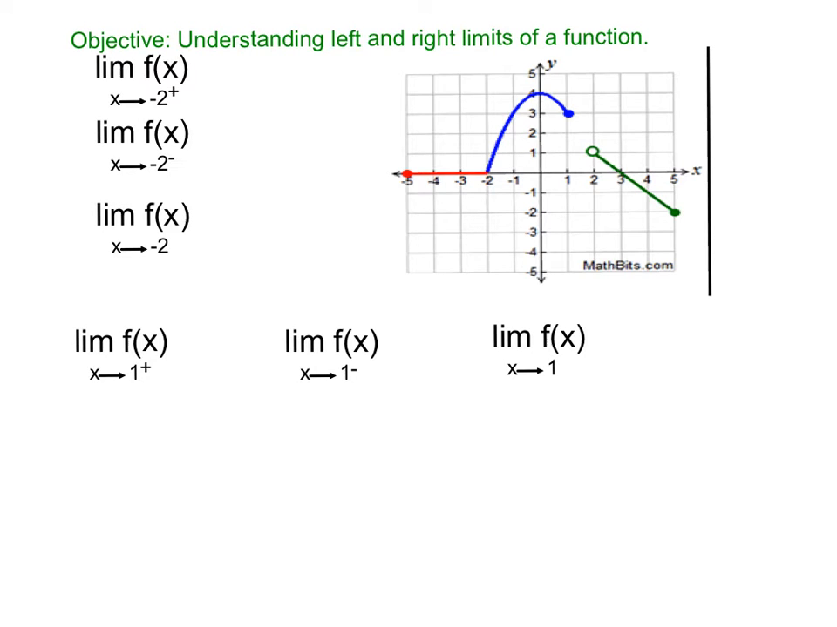All right, pause the video. Try these on your own. So -2 from the right. Here's -2. I'm right of that point, and I'm going towards it. What am I getting close to? 0. -2 from the left. Again, same thing. 0. So those are all nice. That one works. 1 from the right. Now we have a problem here. Where's the graph from 1 to 2? It's non-existent, so this has to be a DNE.